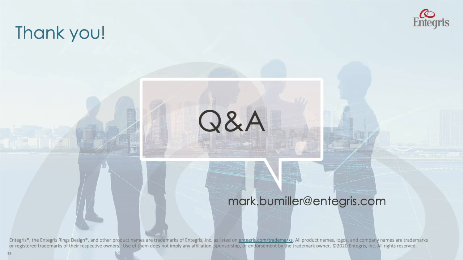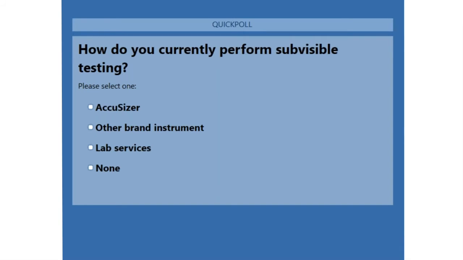That makes sense. So let's move on to our second poll question. How do you currently perform subvisible testing? Do you use the AccuSizer, another brand instrument, lab services, or none? And of course, we're hoping to see a lot of AccuSizer answers, but perhaps we'll see some others as well.